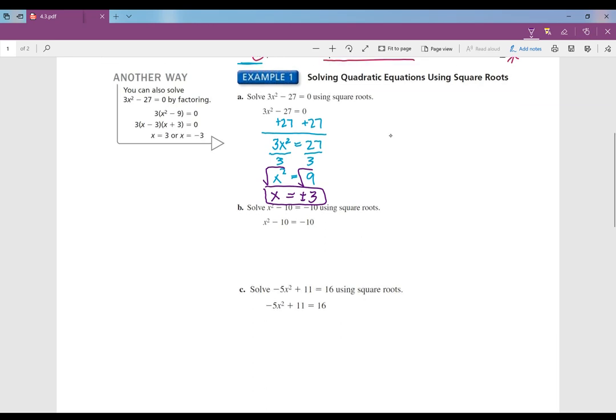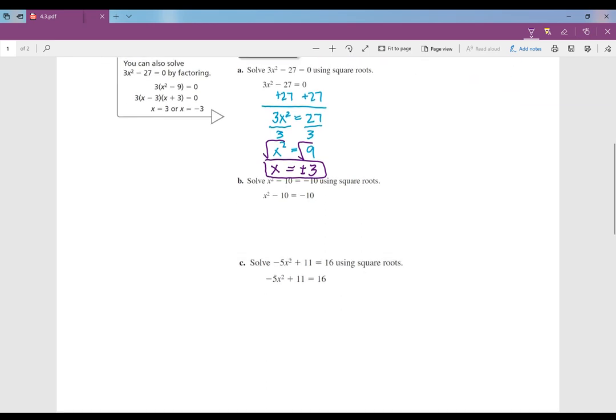Okay, let's look at example number 2. We have x squared minus 10 equals negative 10. So again, we want to isolate x squared, get it by itself. So we're going to add 10 over so that the x squared is alone. We have x squared equals negative 10 plus 10 is going to be 0.